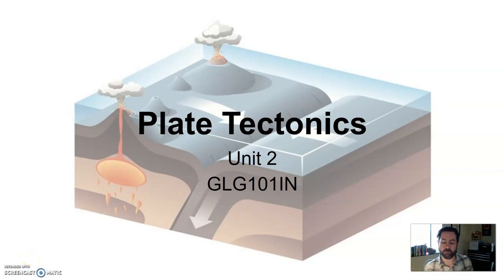Welcome to Unit 2, Plate Tectonics. So, long story short, last unit we talked about how the Earth formed. Towards the end, we talked about the crust of the Earth, how it's kind of broken up into plates made up of different types of crust, continental and oceanic crust.